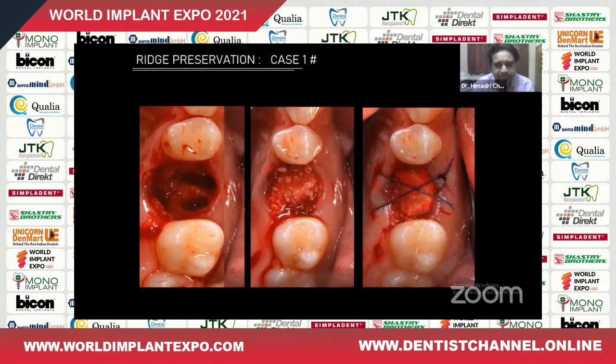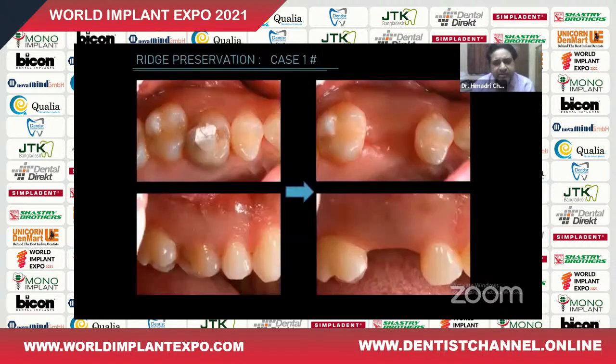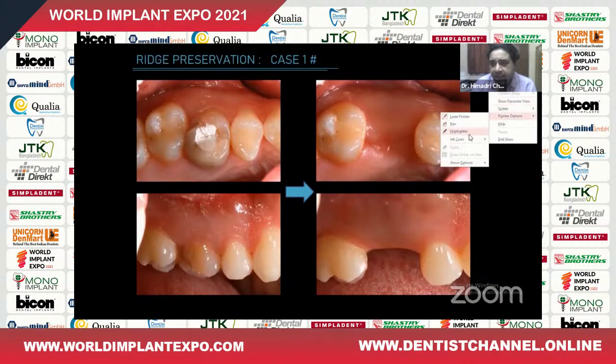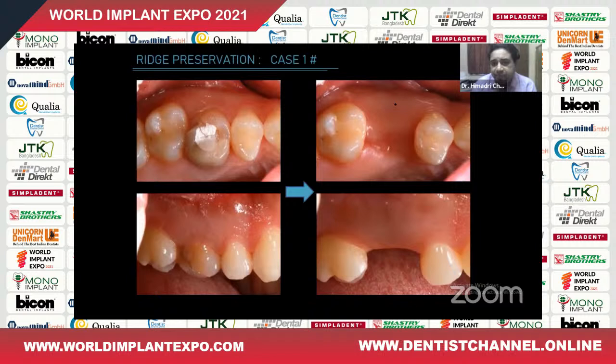So it will heal over a period of time, and this is the case we are talking about. This is after 5 months. You can see that after extraction, after we have grafted the site, how much bone volume we could maintain. If we had not done this, probably we would have seen a situation like the one I'm showing you, where the ridge would have collapsed like this. Okay, so the ridge that had some bit of collapse would have been seen like this. This ridge is very well preserved.